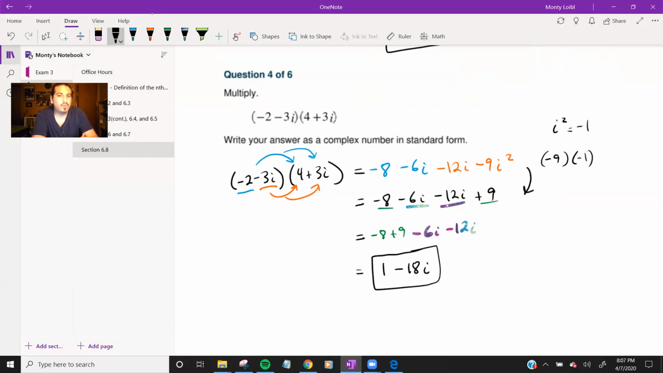It wants it in standard form. So I'm just guessing that it doesn't want it reported as negative 18i plus 1, right? It's not standard form. It's correct. It means the same thing, but it's not in standard form. So keep that in mind.